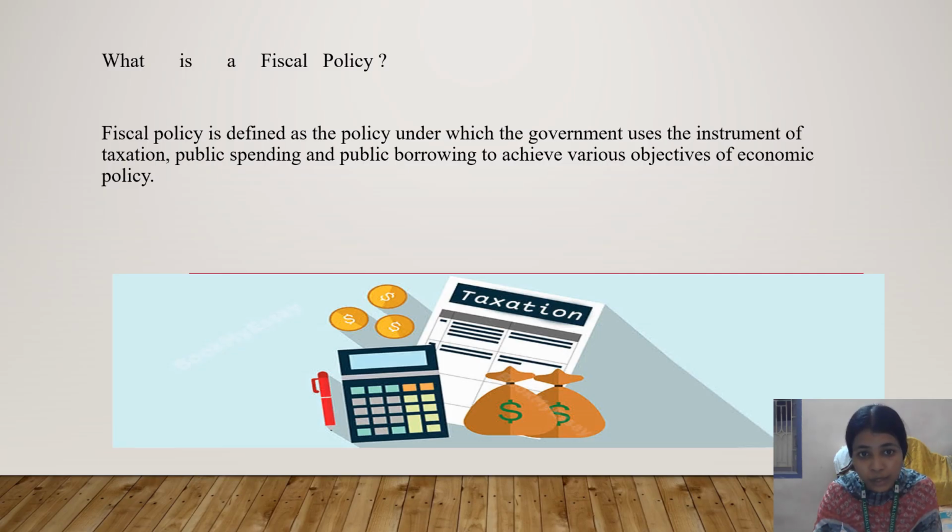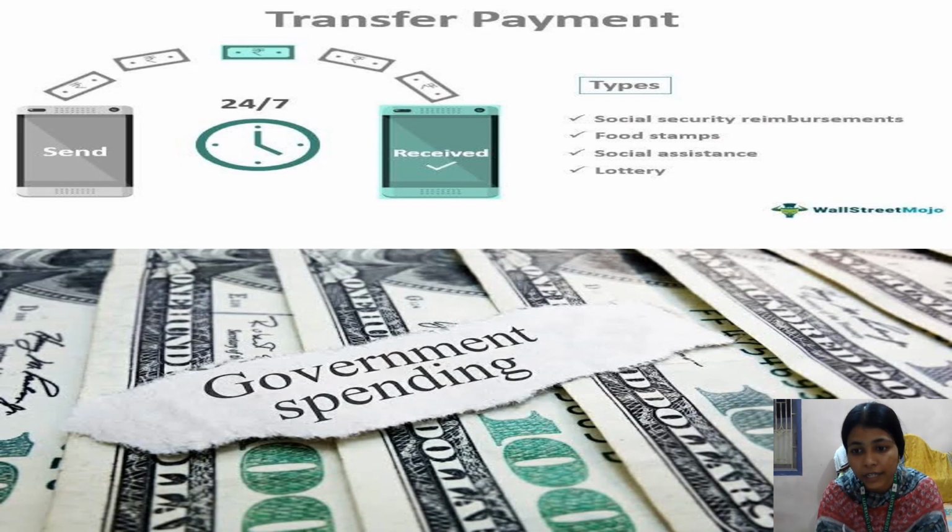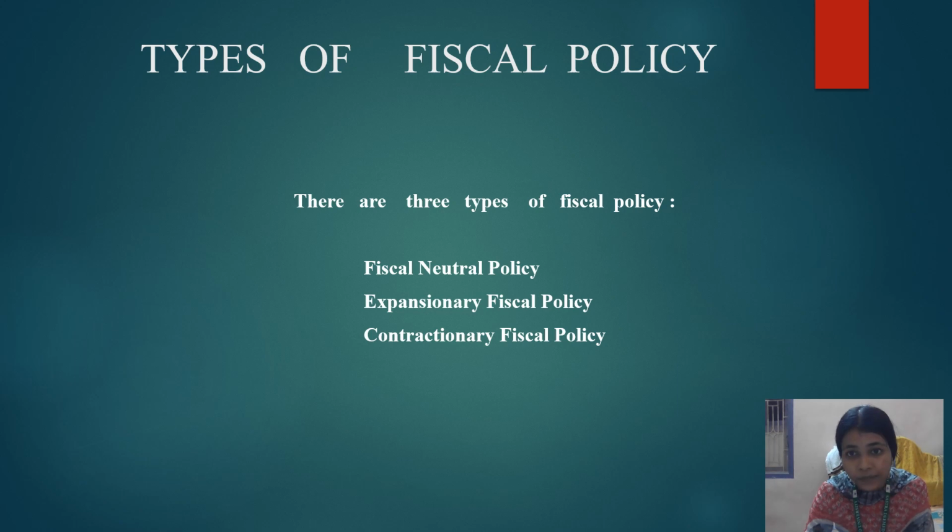What is fiscal policy? It is defined as the policy under which the government uses instruments like taxation, public spending, and public borrowing to achieve various objectives of economic policy. Here are some images for fiscal policy. These are the types of fiscal policy. It can be classified into three types.